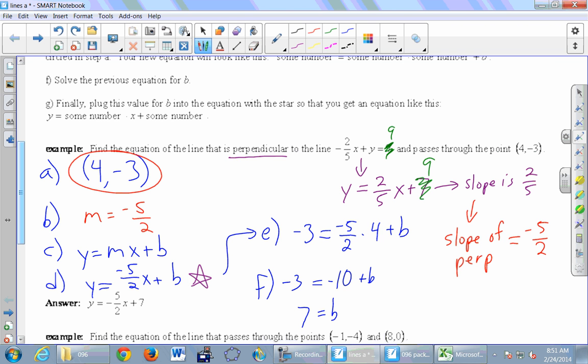Okay, and then last step is G. Plug this value for b, what we just got, into the equation with the star. So that's over here on the left. So you get an equation like this. Y equals some number times x plus some number. That's the finished product at the end of this game. So y equals, what's the first number? Negative 5/2 x. So I'm just copying the star equation. Plus, instead of the b from the star equation, what did we get? We got 7.